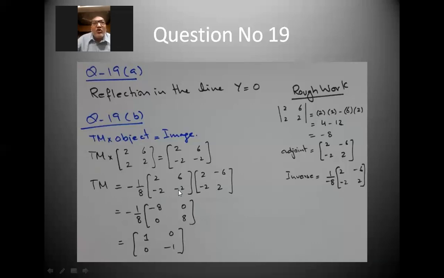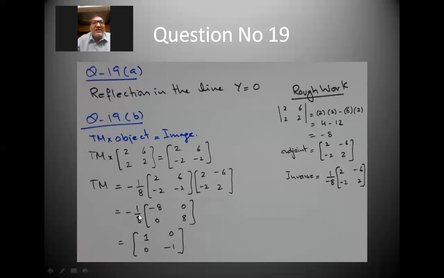Then the second row will start multiplying. The second row will multiply with this first column. First member multiplies with the first member, second member multiplies with the second member. -2 × 2, it will be -4. +2 × -2, it will be +4. So -4 + 4, that will be 0. Then this second row will multiply with the second column. -2 will multiply with the -6, will be +12. -2 × 2, that will be -4. So 12 − 4, that will be +8.